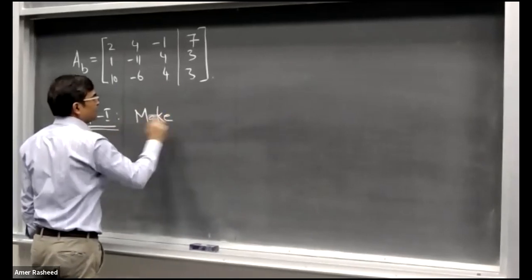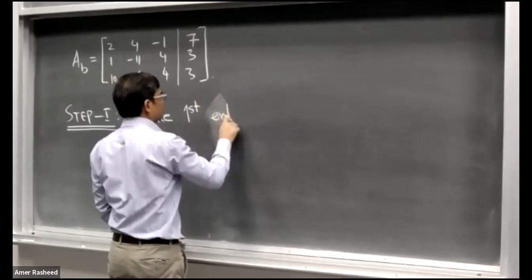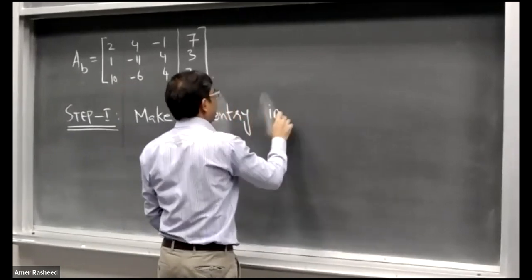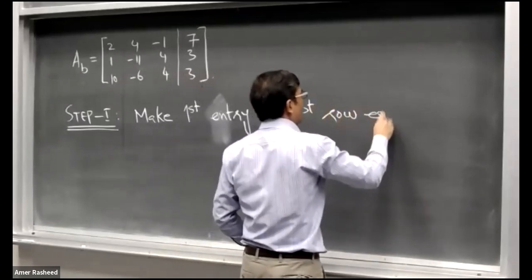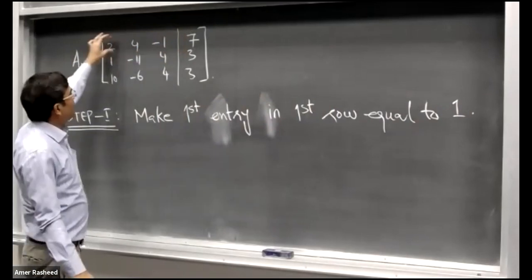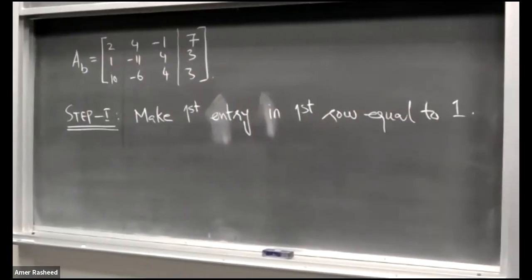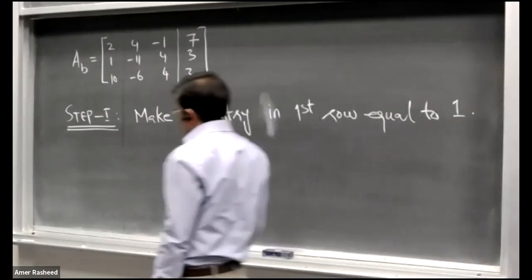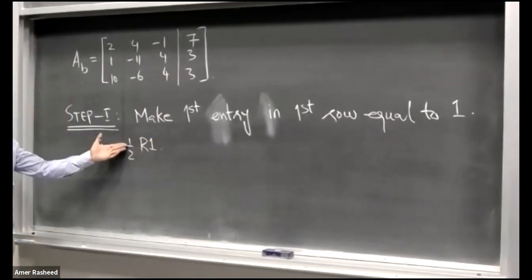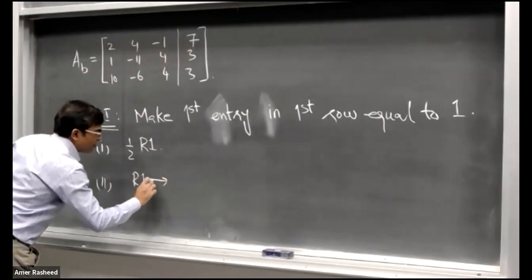Make first entry in first row equal to 1 by using any appropriate operation. Either you can divide the whole row by 2. What you are doing here is multiplying the given equation by 1 by 2. ठीक है, आपके पास पहली ऑप्शन क्या है, आप 1 by 2 रो 1 कर दें. ठीक है, ये पहला ऑपरेशन है, यहां पे 1 बन जाएगा, पूरी रो को आपने 1 by 2 से मल्टीप्लाई करना है. सेकेंड ऑप्शन इज you can interchange row 1 and row 2.